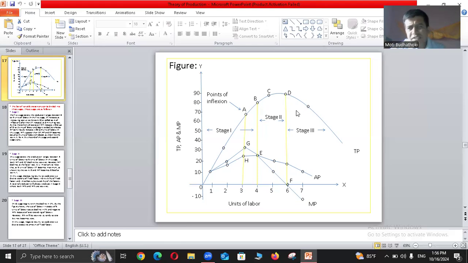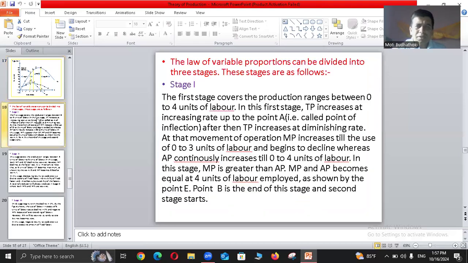And in case of stage third, all are in declining order: AP, MP and TP. TP is declining, MP is becoming negative, and AP is declining but in a positive way. Now we can explain this figure.